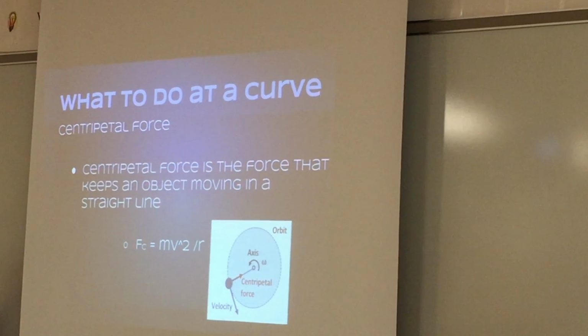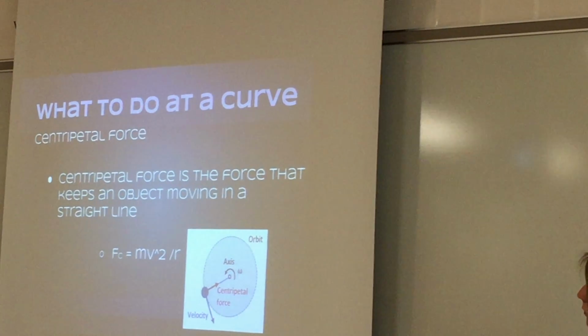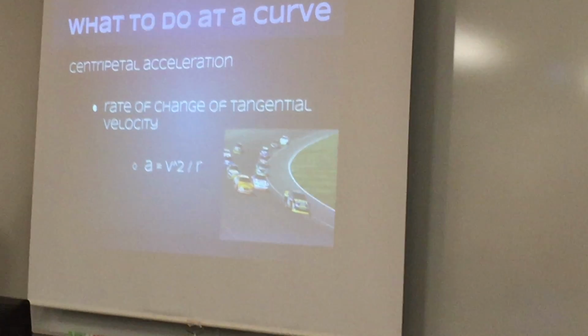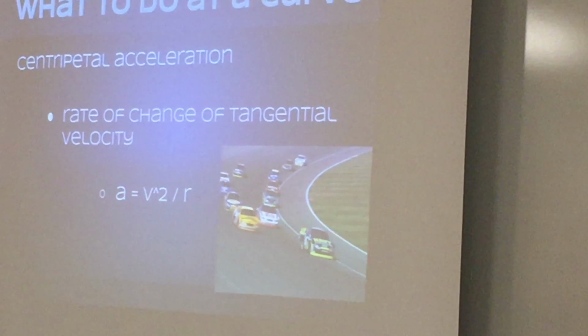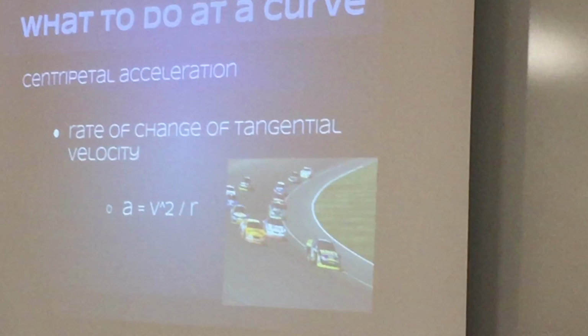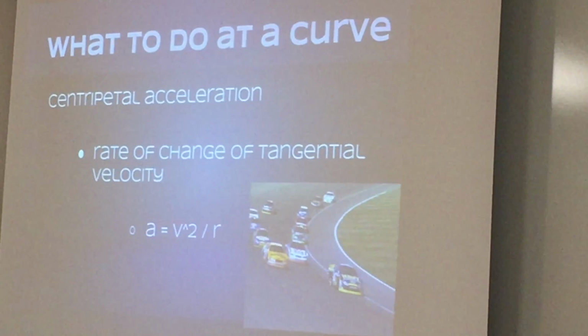The centripetal force is the mass times the velocity squared divided by the radius of the turn. Centripetal acceleration is the rate of change of tangential velocity, and the equation for centripetal acceleration is velocity squared divided by the radius of the curve.